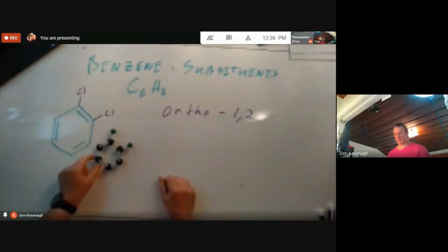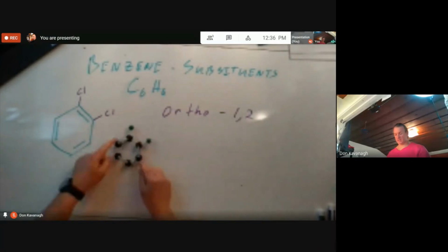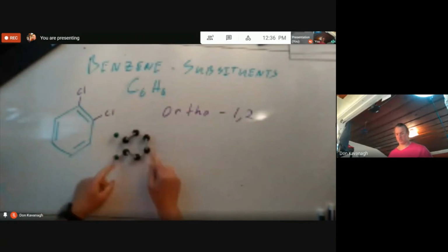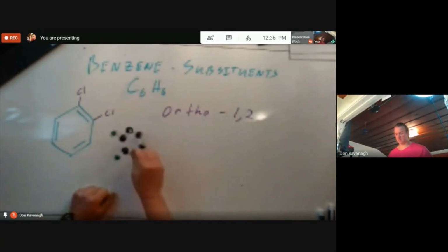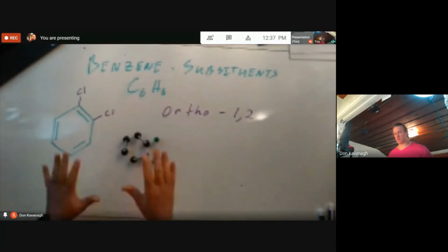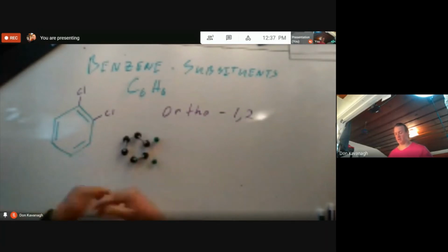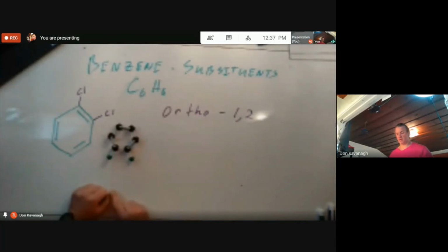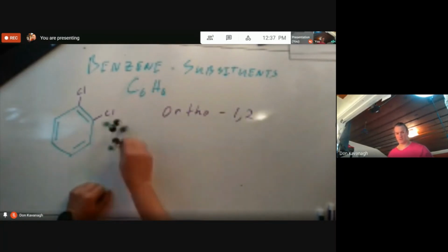Note, looking at this model here, when you turn it, they are ortho to each other right here. This is sometimes confusing, being able to turn the molecule and flip it in your head, but this is an ortho configuration. The 2 chlorine substituents are right next to each other. Still next to each other, still next to each other.